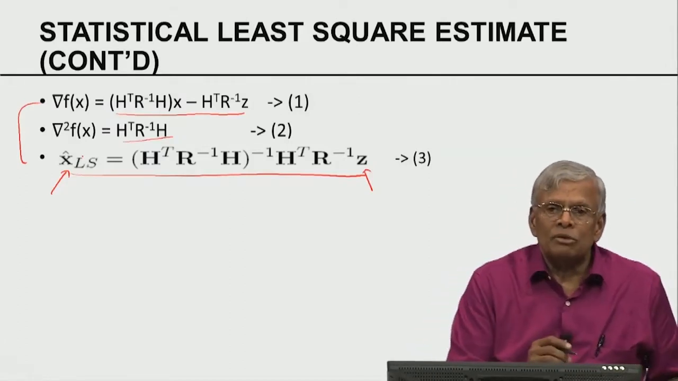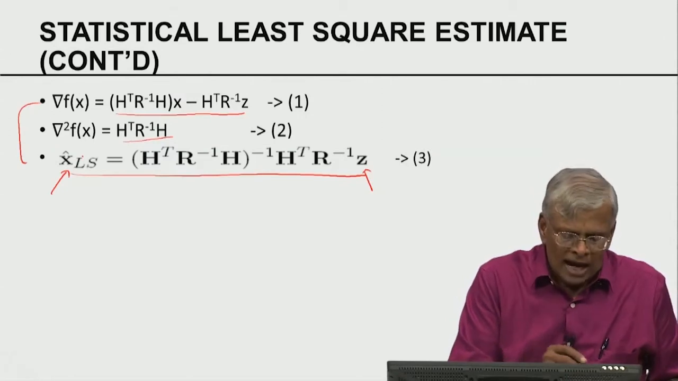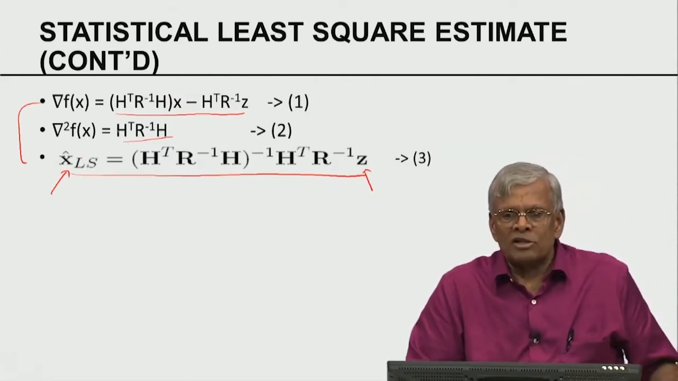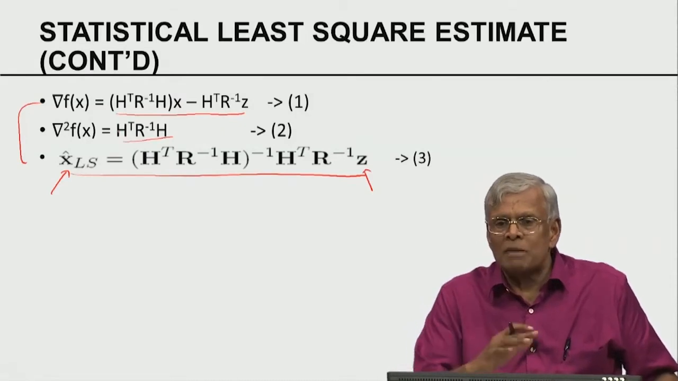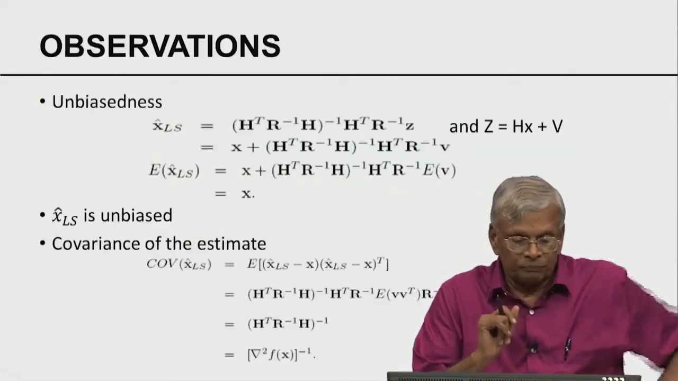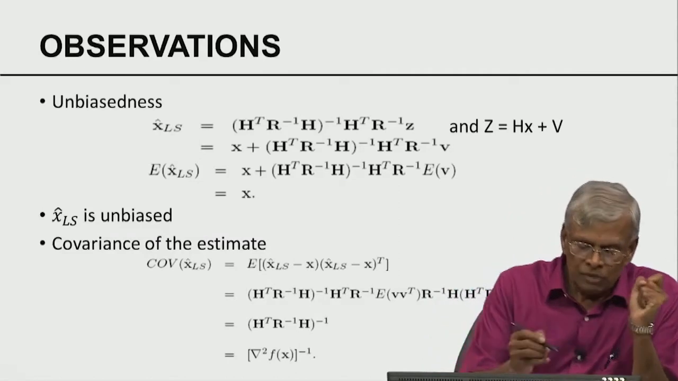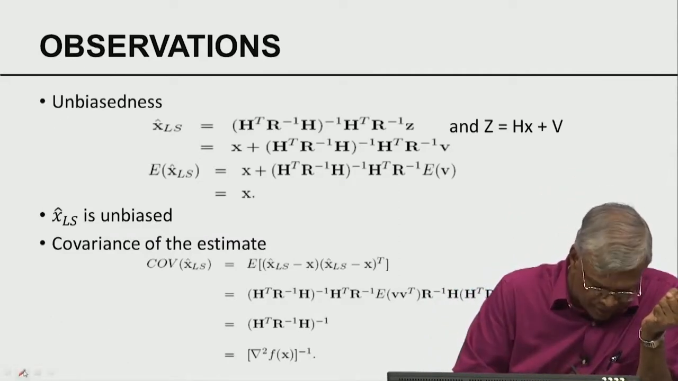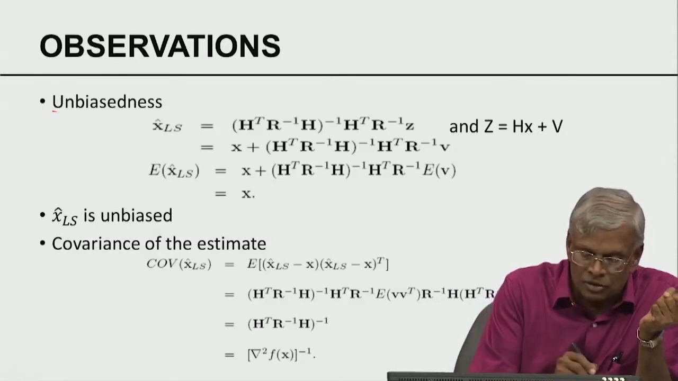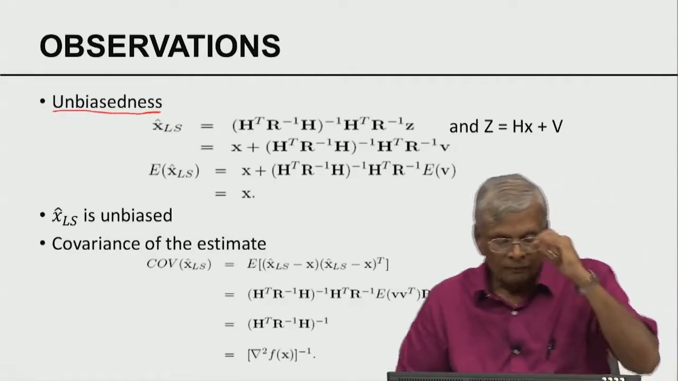So I would like to ask myself the following question: under what condition is this least square estimate unbiased, and so on. We would like to be able to analyze the properties of this estimate. So the first question is, is this estimate unbiased? So I am going to discuss unbiasedness.